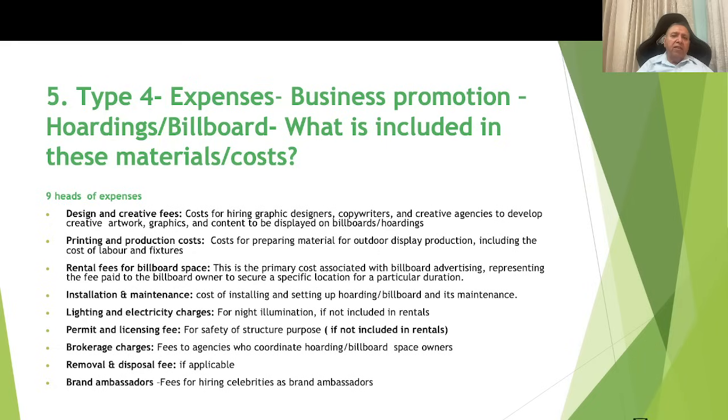Type 4 expenses. These are related to the business promotion, related to the hoardings and billboards. Again, a big head having 9 heads of expenses. Design. This includes the design of creatives like last time, printing and production cost for preparing the material for outdoor display production, including the cost of labor and fixtures. Rental fees for the billboard space. This is also very expensive.